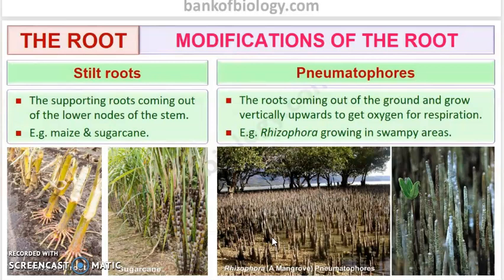So they get attached to that coconut plant very strongly. So they do this by forming roots in the nodes and internodes.